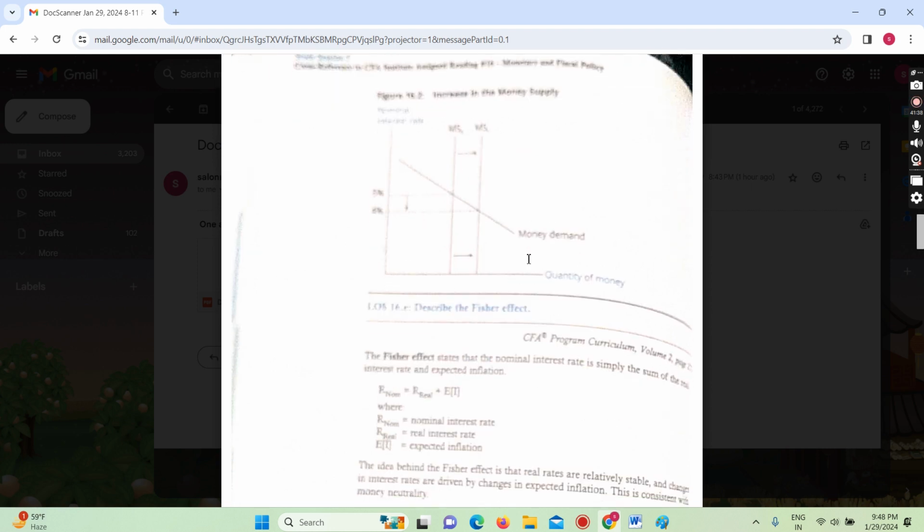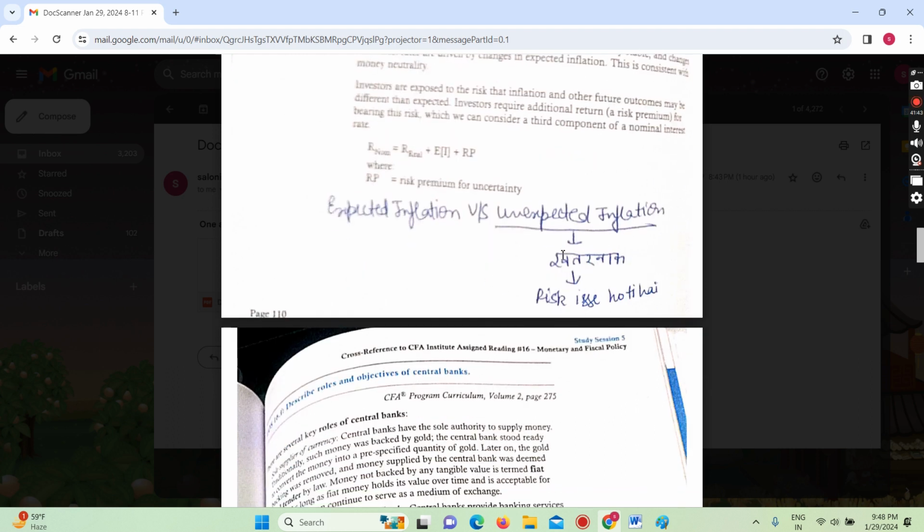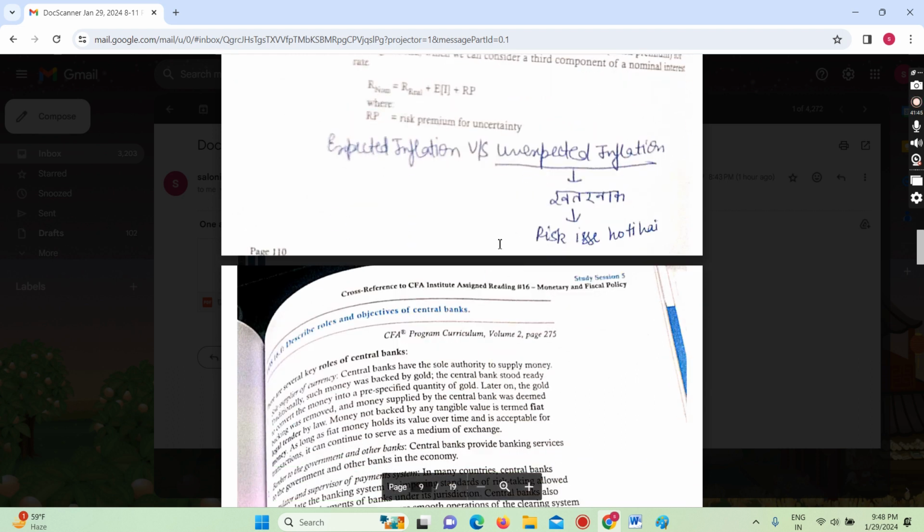Investors are exposed to the risk that inflation and other future outcomes may be different than expected. Investors require an additional risk premium for bearing this risk, which we can consider the third component of nominal interest rate. Nominal interest rate equals real interest rate plus expected inflation, plus the risk premium for uncertainty. Expected inflation versus unexpected inflation.